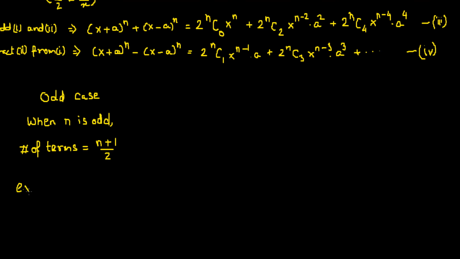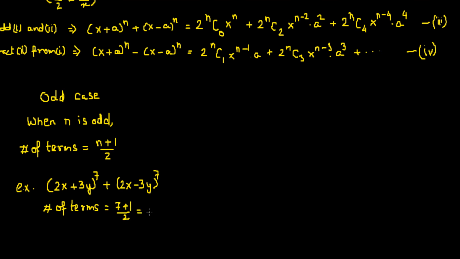For example, if I am given the expression (2x + 3y)^7 + (2x - 3y)^7, the number of terms would be (7 + 1)/2, which is 8 over 2, which is 4, so there will be 4 terms.